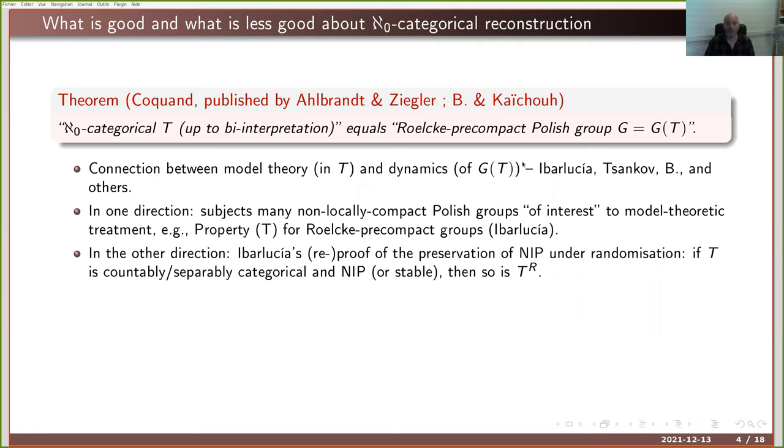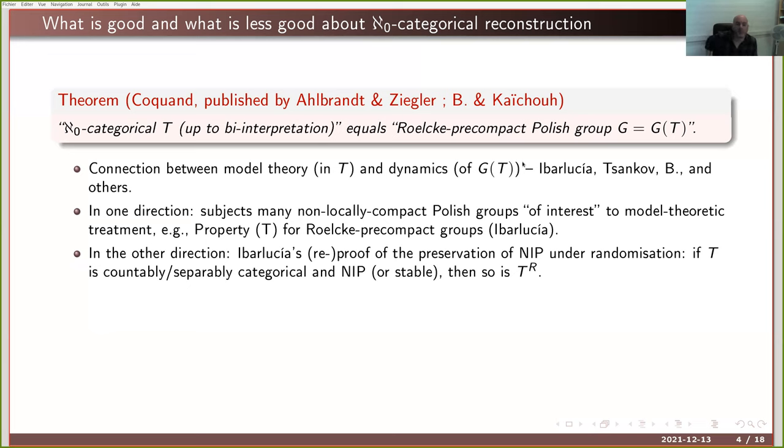So in some sense, you can subject those Roelcke precompact Polish groups, which are non-locally compact groups, some of which are actually very much of interest to guys doing just dynamics, such groups as unitary groups, the infinite dimensional unitary groups and such. And you can subject them to model theoretic treatment. I think the most impressive instance of that was Ibarlucía's proof that Roelcke precompact Polish groups all have property T.